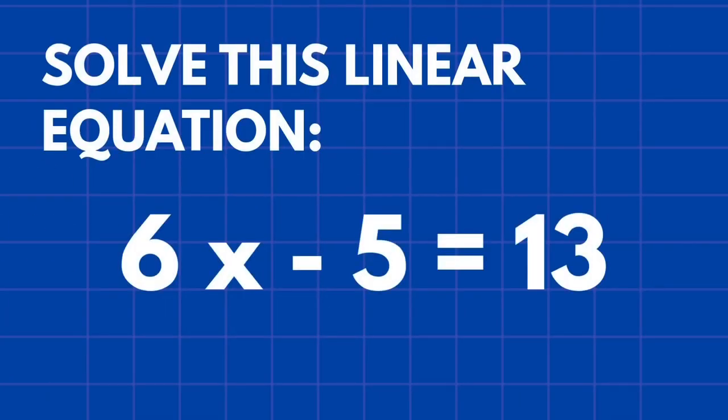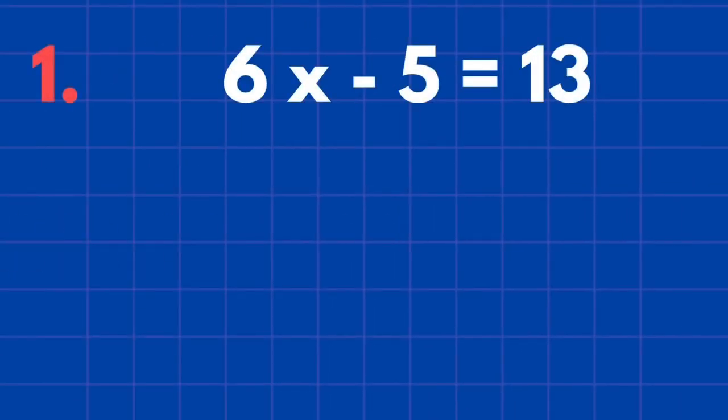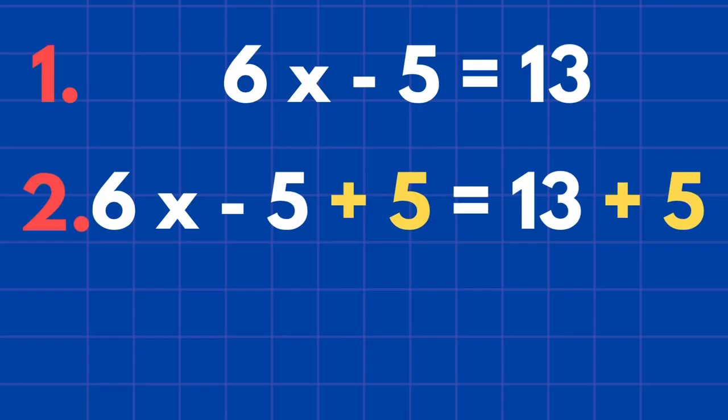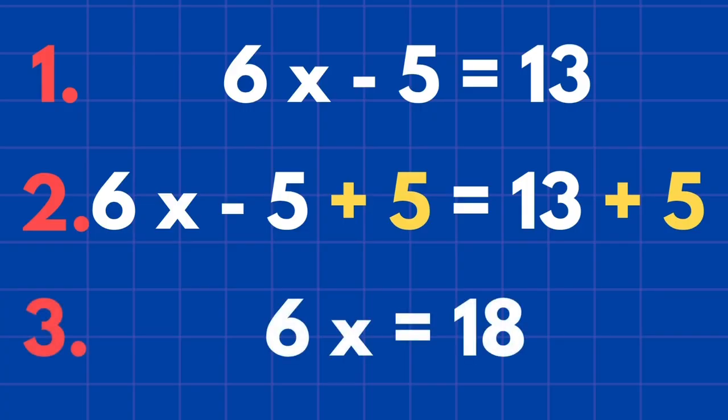Let's do another example. Here we have 6x minus 5 equals 13. First thing we're going to do is get rid of the 5 on the left-hand side. And to do so, we have to do the opposite of the operation that's in front of the 5. In this case, we will add 5. Now, whatever we do to one side, we must do the same to the other side. So we will also add 5 to the right-hand side. This leaves us with 6x equals 18.